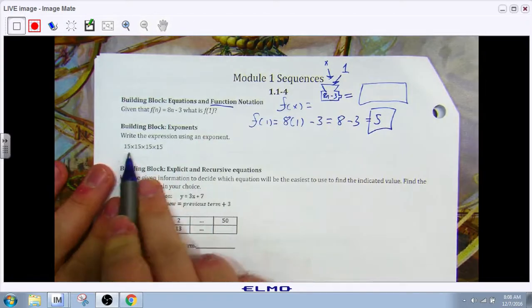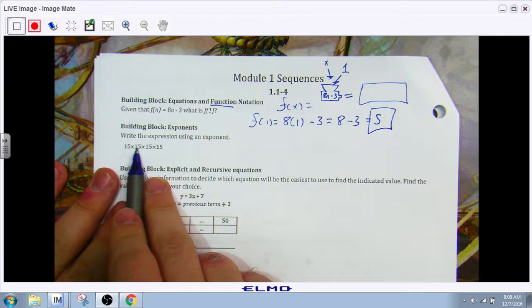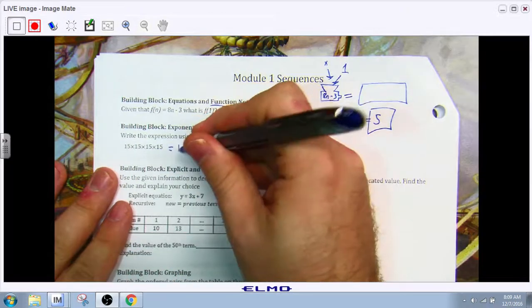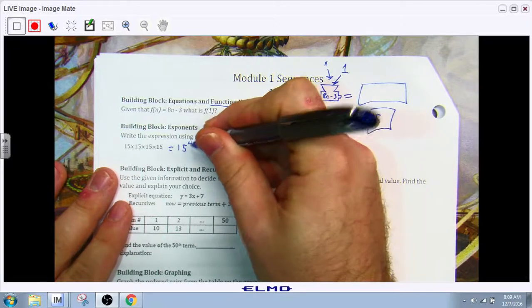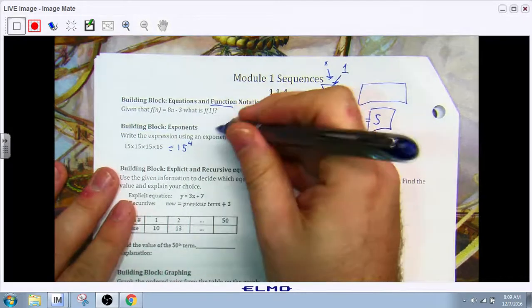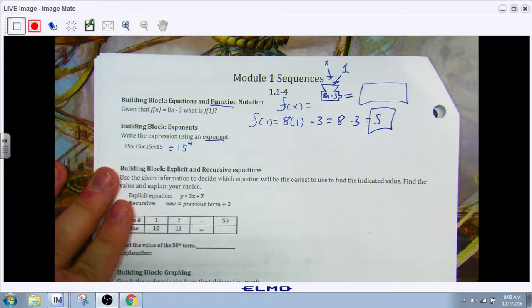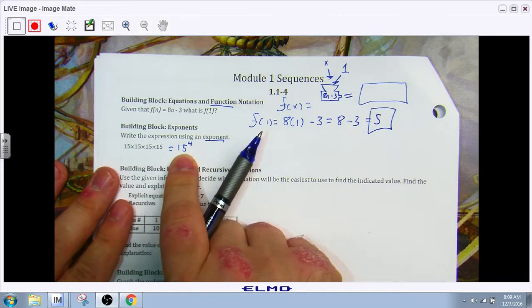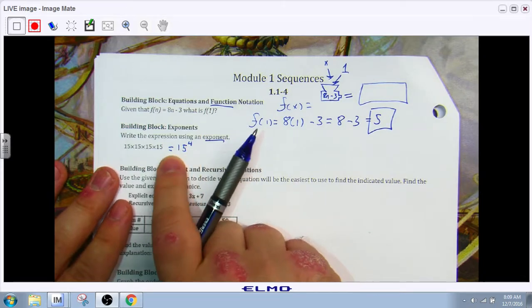If we have the same number multiplied by itself 4 times, so we have 1, 2, 3, 4, that's going to be the same as 15 to the 4th power. That's what it's asking. It wants us to use an exponent, not multiply it out. I know you can multiply 15 over and over again in your calculators, but we want to be able to represent it with an exponent. So this becomes 15 to the 4th power.